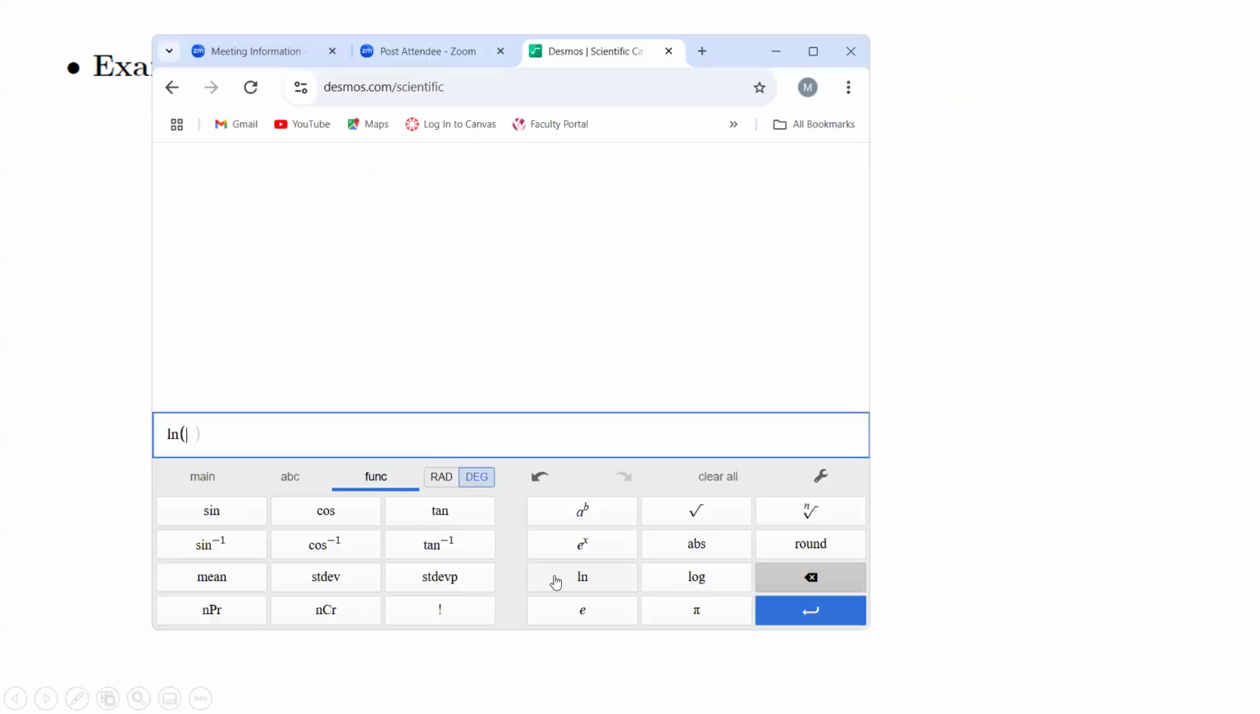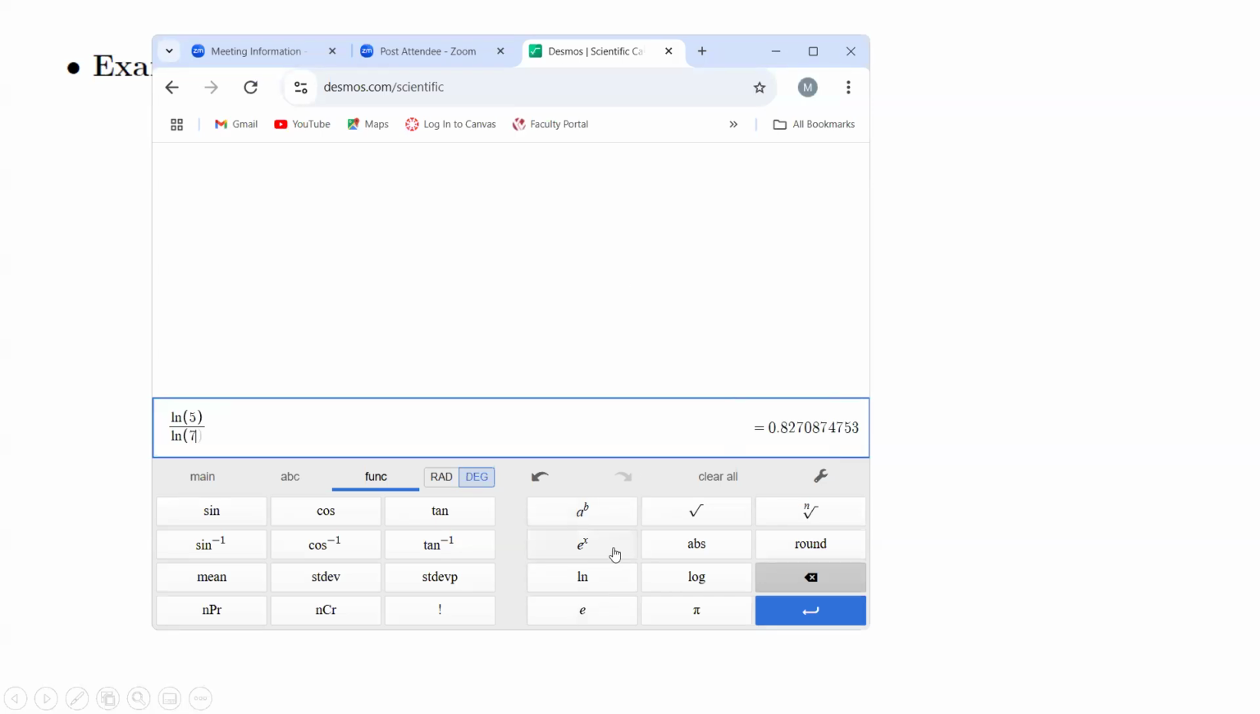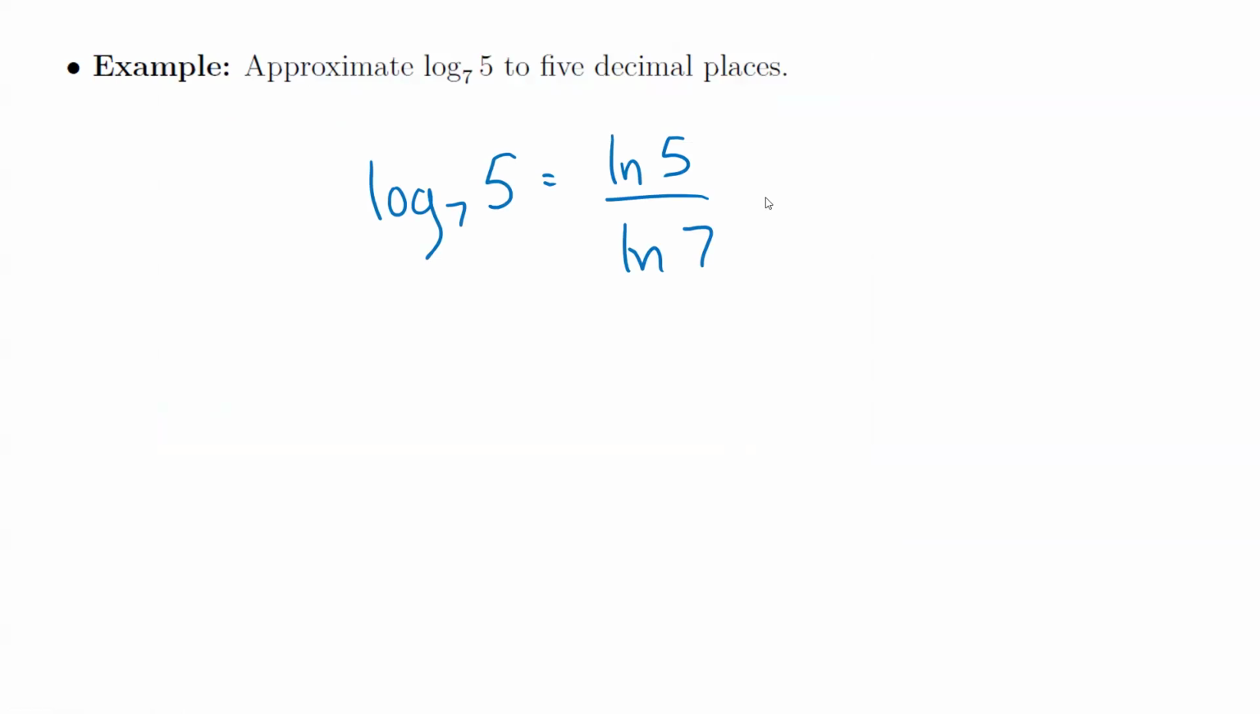So natural log of 5 divided by the natural log of 7. You can see it wanted me to round to 5 decimal places, right? So here's my 5, but after the 5 is a number greater than 5, so I'm going to bump that up to 0.82709.